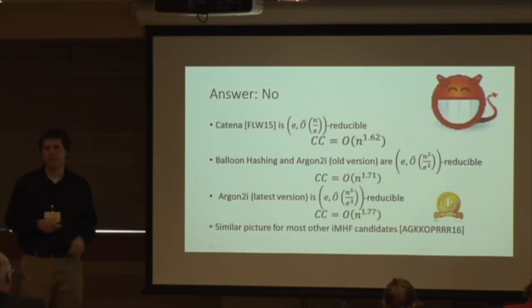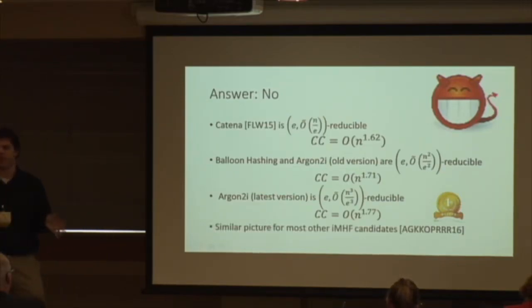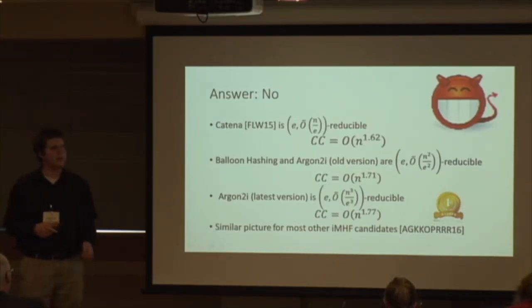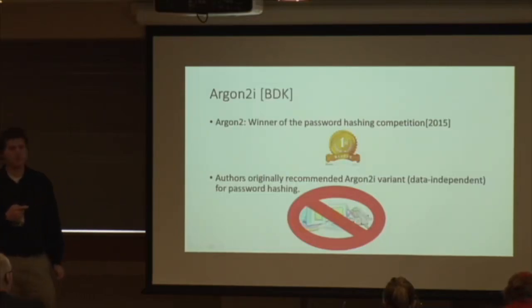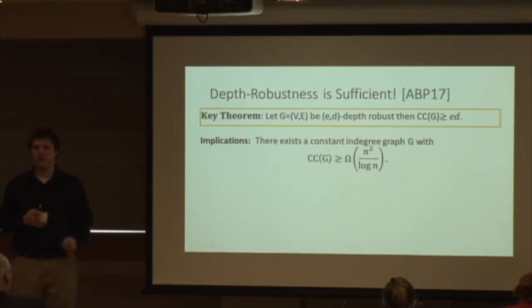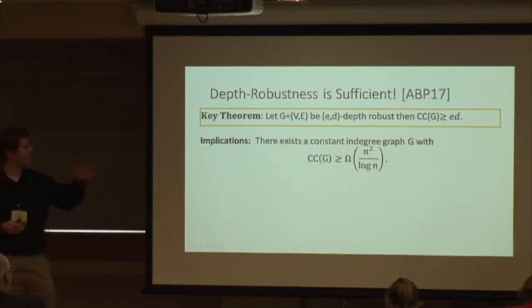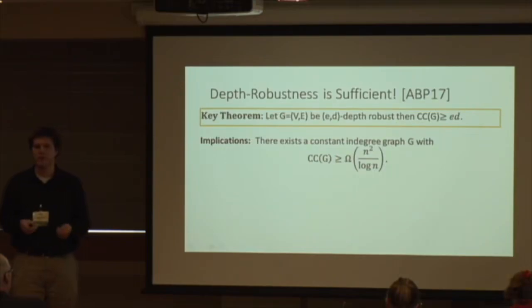And I should observe that similar results hold for most of the other known data-independent memory hard functions that have been proposed. All right, so that's perhaps a depressing picture, but the news isn't all bad. We now actually have a way to construct secure memory hard functions. In particular, we now know that depth robustness is not only necessary for a secure memory hard function, it's also sufficient. So if your graph is ED depth robust, then we can prove that any pebbling of this graph has cost at least E times D.